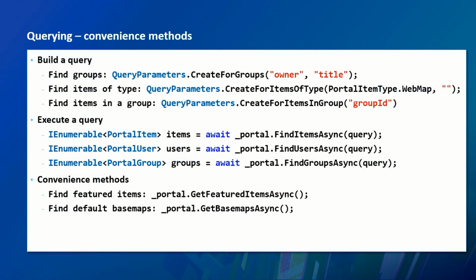Now I want to go over some more convenience methods we have. I've been focusing on items. We also have queries for groups. We have queries for users. And we have a lot of variations on these, as well as, I mentioned earlier, the get featured items and the get base maps, which are going to be really useful for integrating your app with the GIS and making it feel like a first-class part of that user's enterprise GIS.